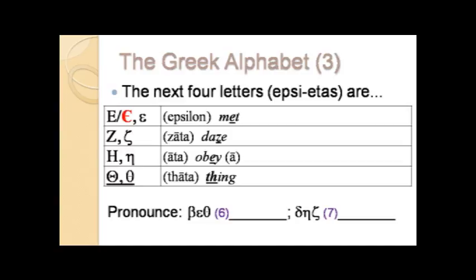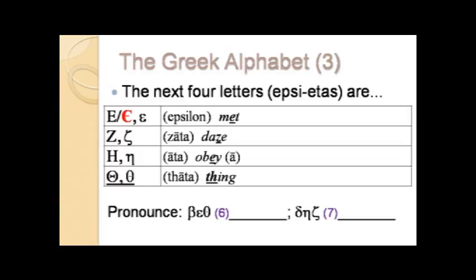Alright, and then after epsilon is zeta. And zeta has a Z sound, as in days, days, zeta. And then the next two letters rhyme with zeta, and so that makes it a little bit easier to remember. So you have epsilon, zeta, and then the next two letters are eta and theta. So epsilon, zeta, eta, theta.